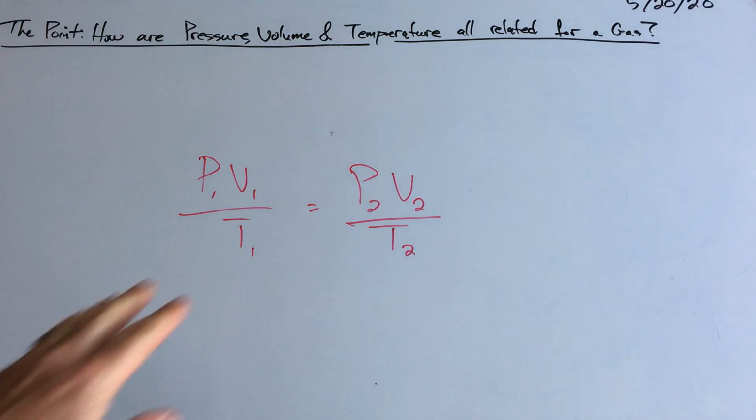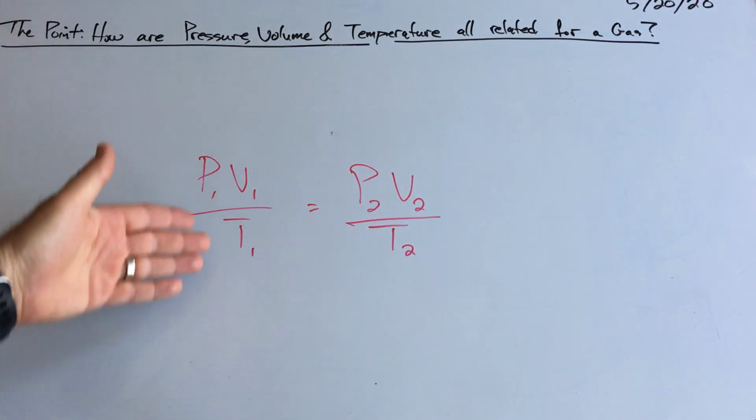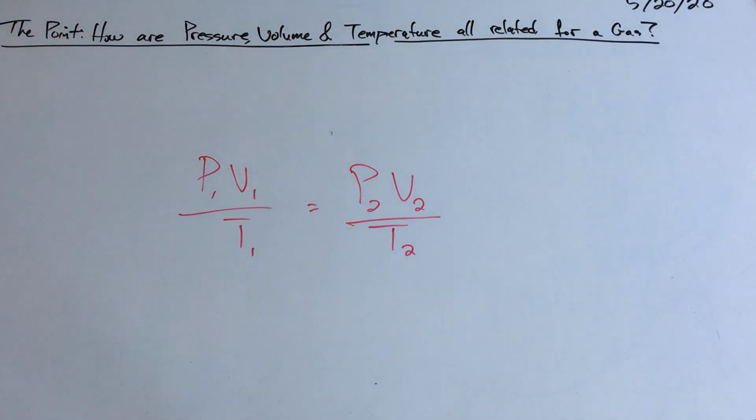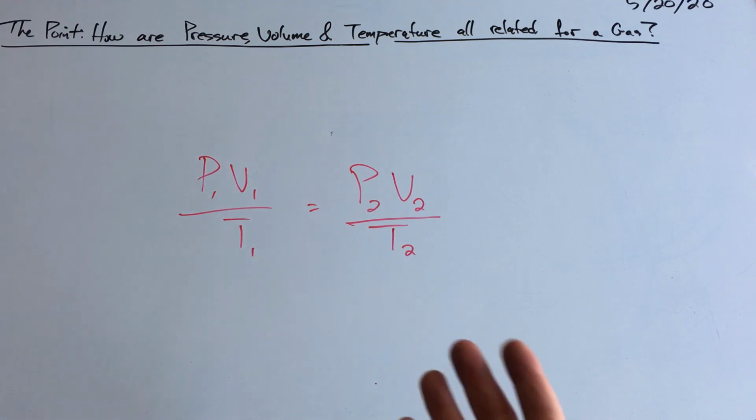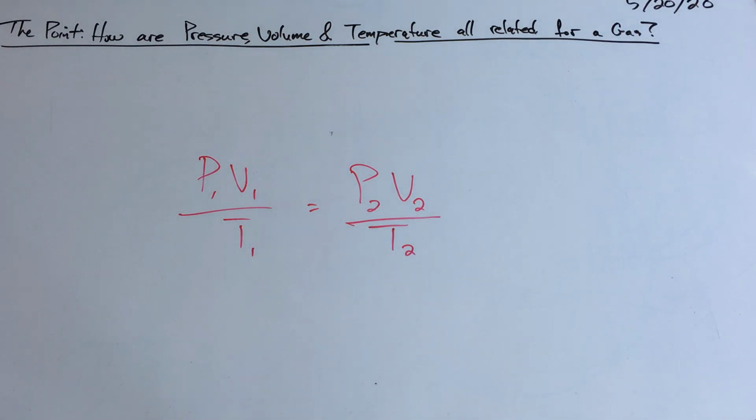Moving on. So here's the combined gas law. P1, V1 over T1 equals P2, V2 over T2. They're mathematically equal. Here is the phrase that I like to tell students to help them kind of navigate how to do this without math. And here it is.